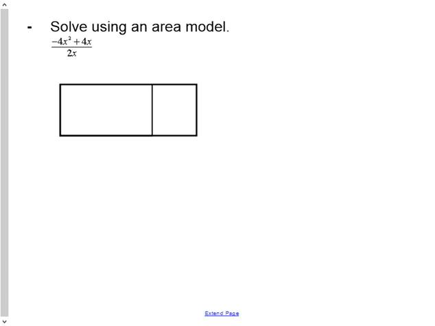Solve using an area model. So the first one on the top there, based on our true false, is the area divided by its length is its width. So this we're going to make into its area. And this we're going to make into its width. And we're going to ask, what is the missing side length?